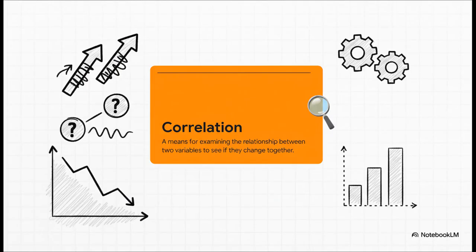Now, for your exams, if you need that perfect textbook definition, here it is. Correlation is just a tool we use to ask a very simple question. When one thing changes, does another thing change along with it? That's really it. That's the main idea.